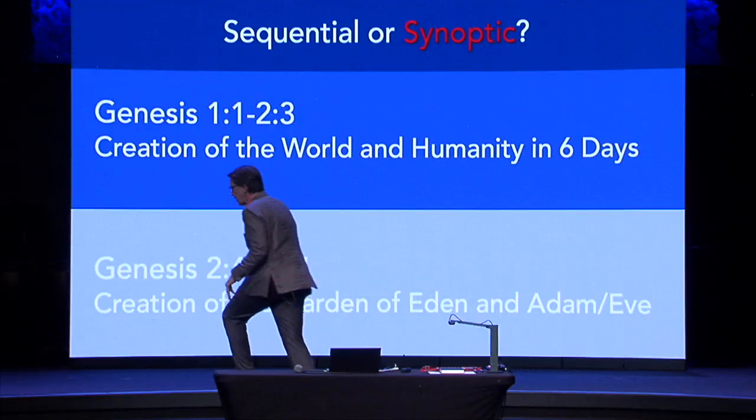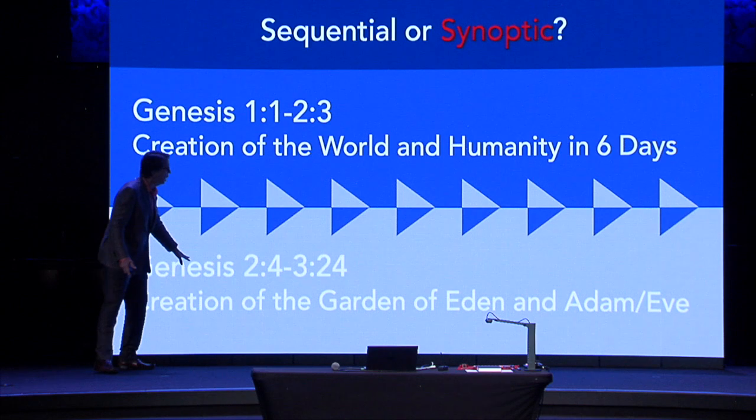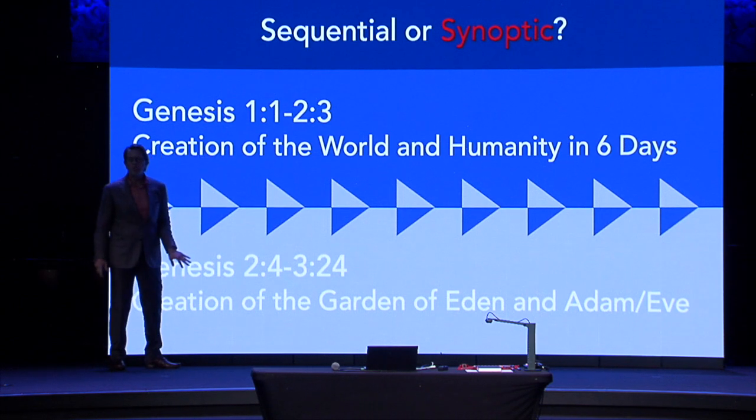Synoptic. Synoptic, you might know that word from the Gospels. We have 3 synoptic Gospels that tell the same story just through different lenses, Matthew, Mark, Luke. Synoptic comes from 2 Greek words. It means to see things alongside each other. The synoptic way would have to shift our picture around some. The synoptic way says these are telling the same type of story. It's just one is integrated into the other.